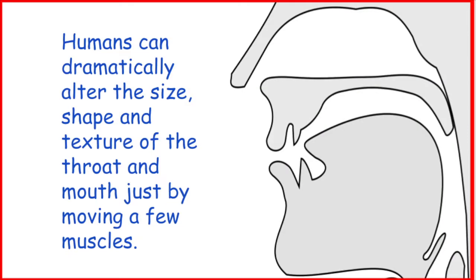In the human voice, some overtones are created as the sound waves pass through the air in the throat and mouth. We humans can dramatically alter the size, shape, and texture of our throat and mouth just by moving a few muscles. This makes for an infinite number of timbres possible. That's why the voice is such an expressive instrument.